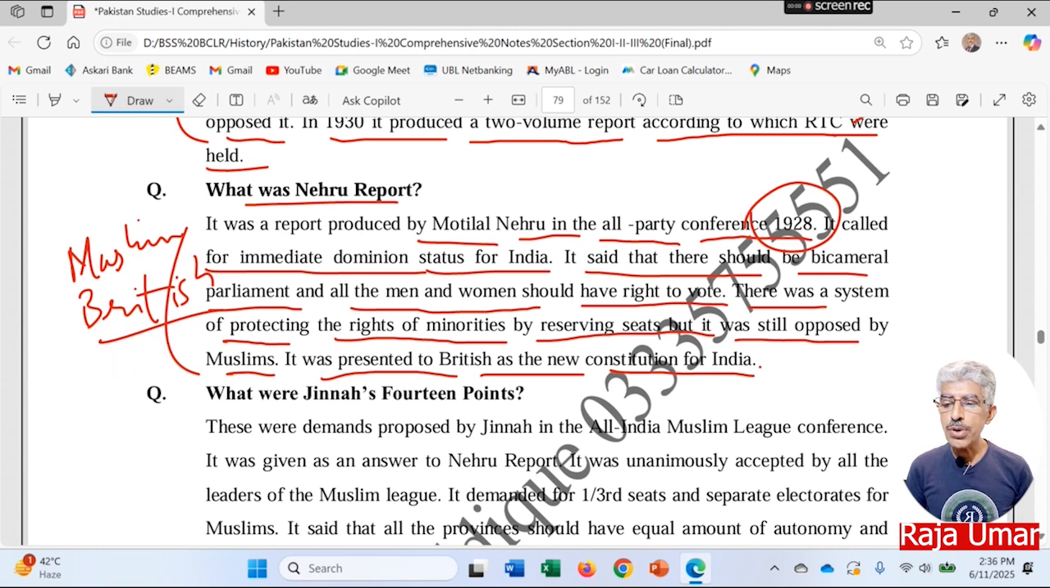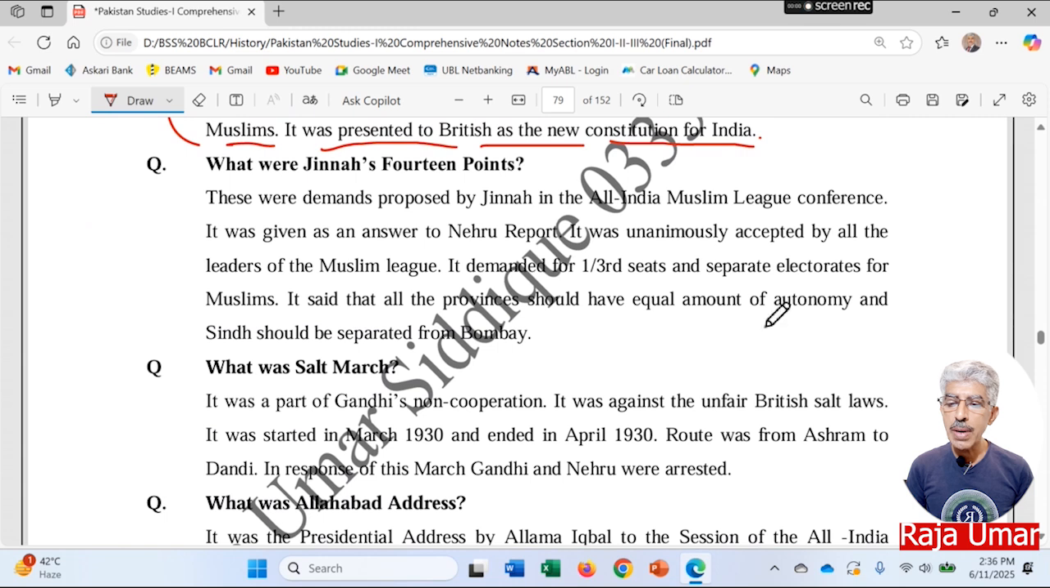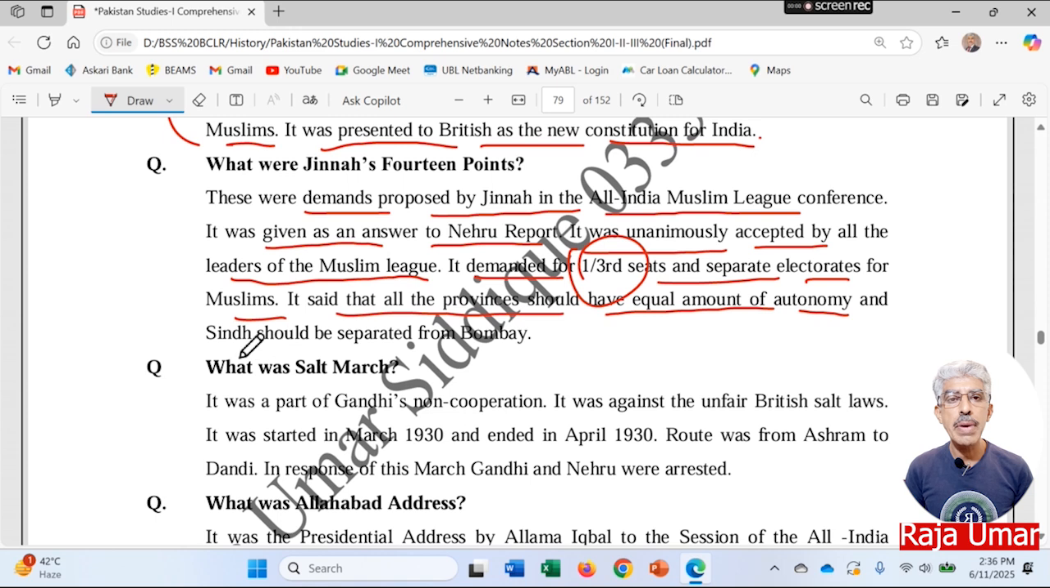What were Jinnah's 14 points? These were demands proposed by Jinnah in the All India Muslim League's conference. It was given as an answer to the Nehru Report. It was unanimously accepted by all the leaders of the Muslim League. It demanded one-third seats and separate electorates for Muslims. It said that all the provinces should have an equal amount of autonomy and Sindh should be separated from Bombay Presidency.